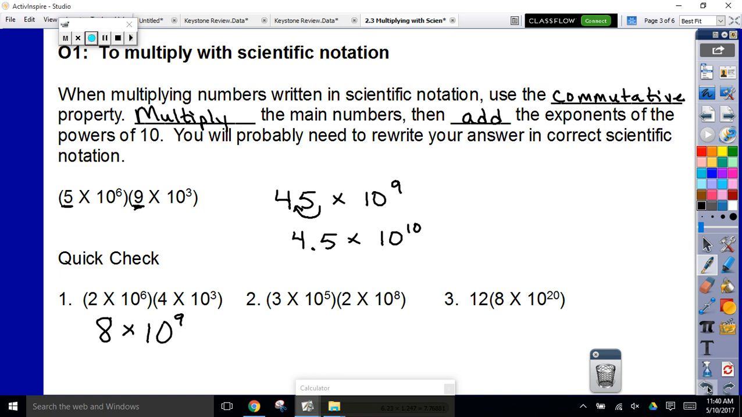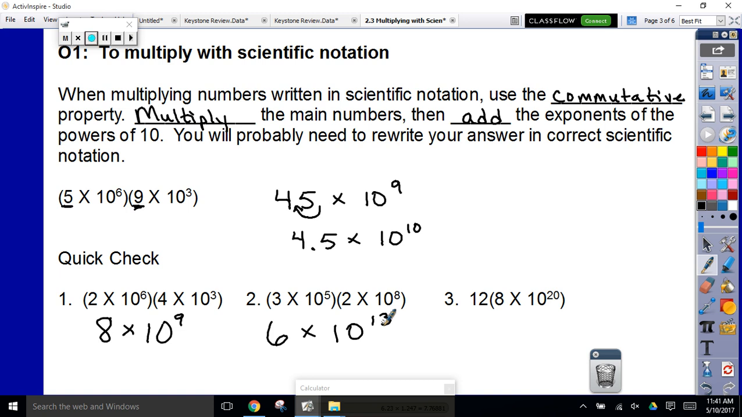Okay, let's go on to number 2. Michael, oh, he's not here. Taylor, try number 2. Wait a second. We want to multiply the main numbers. 3 and 2. Yeah, what is 3 times 2? 6. You did the exact same thing that Madison did. So we're all making each other feel better today. Okay, times 10 to what exponent? 13. Good. Do we need to make any adjustments to this?